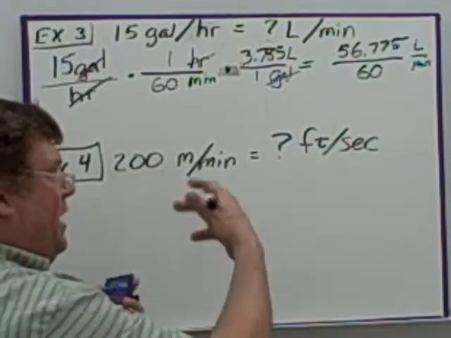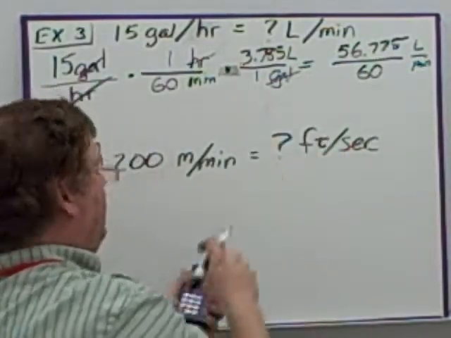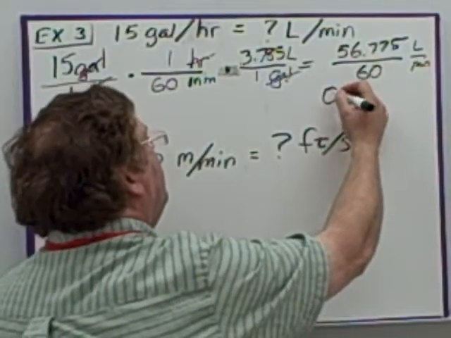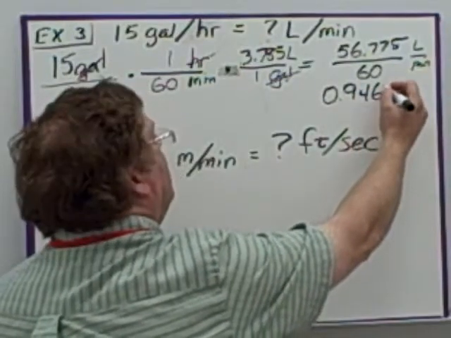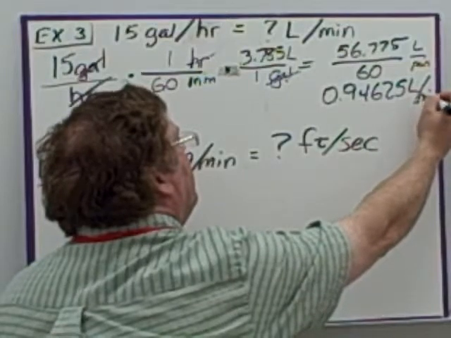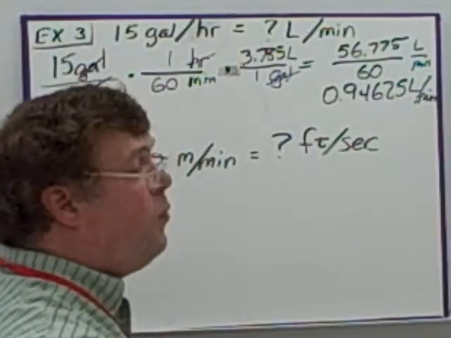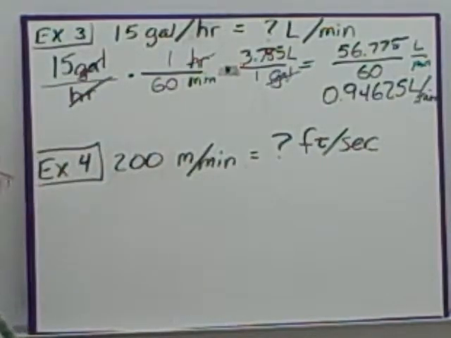Now we do want to make it a unit rate, which means we are going to actually do this dividing. 56.775 divided by 60, and we get 0.94625 liters per minute. Now you may be asked to round to the 100th, which would make this 0.95. Depends on what you're being asked to round to.